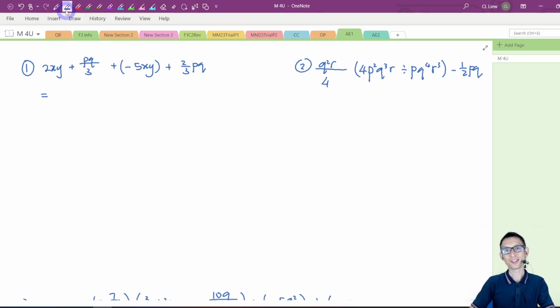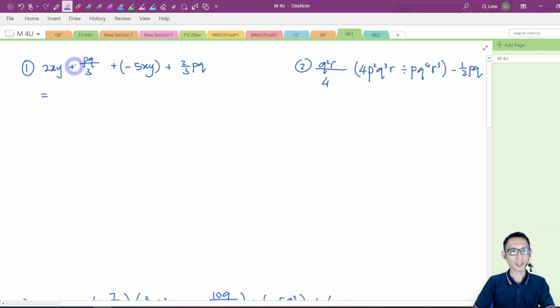In this video, let's learn how we simplify an algebraic expression. Remember, for addition and subtraction, we can only do it for like terms. For unlike terms, we cannot add them together or do the subtraction. Now let's look at this first question.